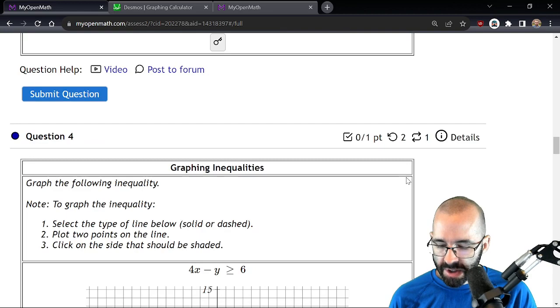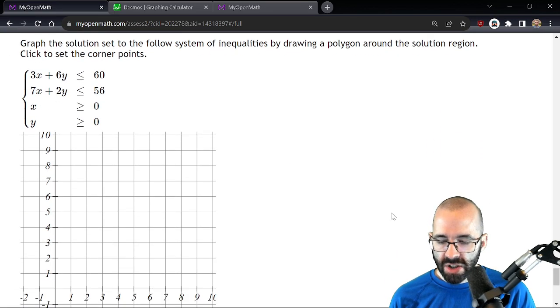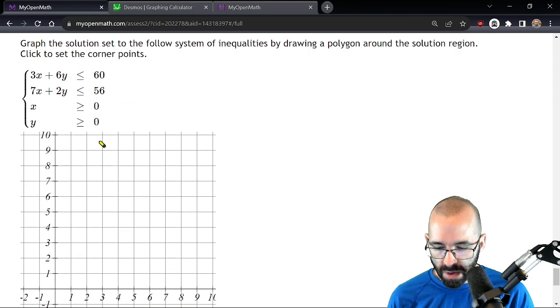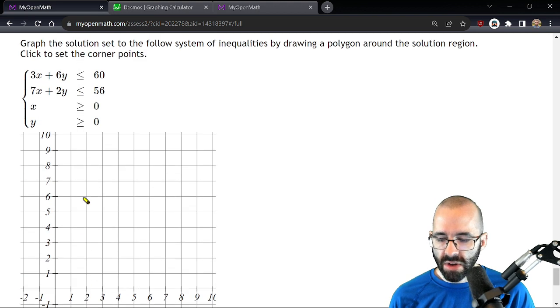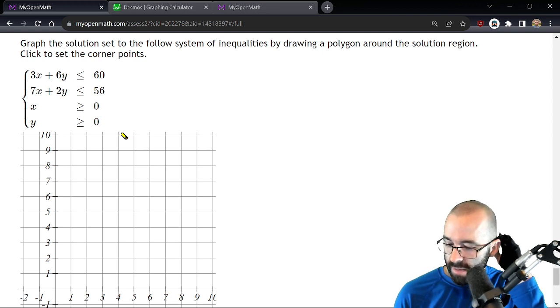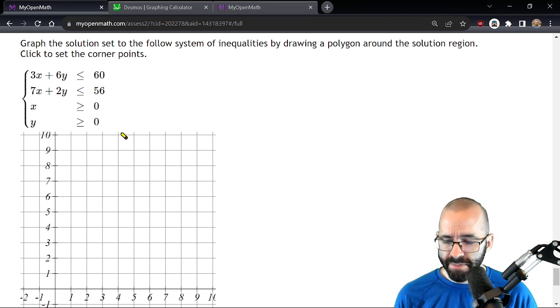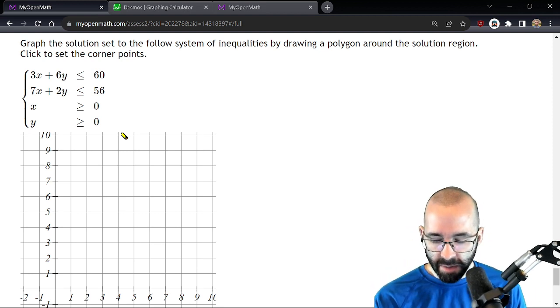And then I wanted to also look at number 8, which is very similar to something that we did before as well. So graph the solution set, drawing a polygon, click to set corner points. So this one's going to be a little different. We're not going to draw each line by itself. We're just going to click the corners. So this one is going to be really good to get some practice graphing by hand. And then we can go from there.